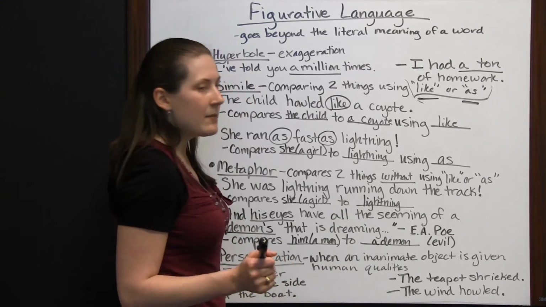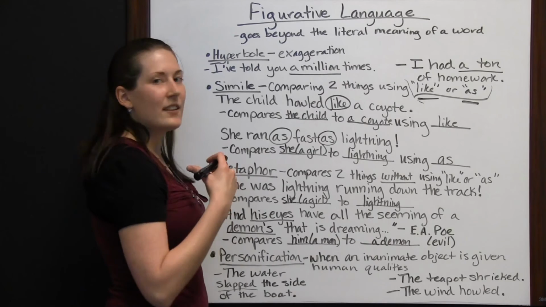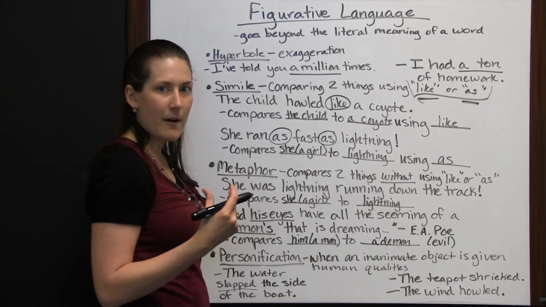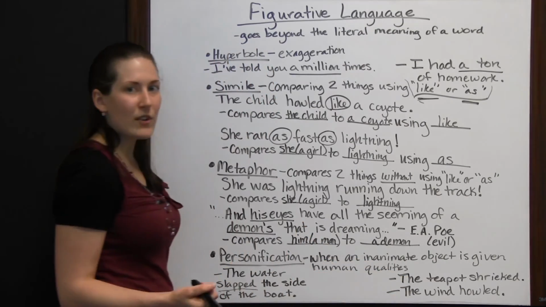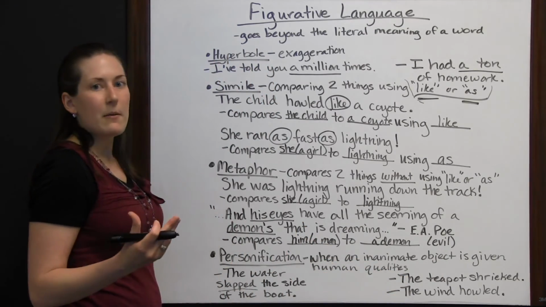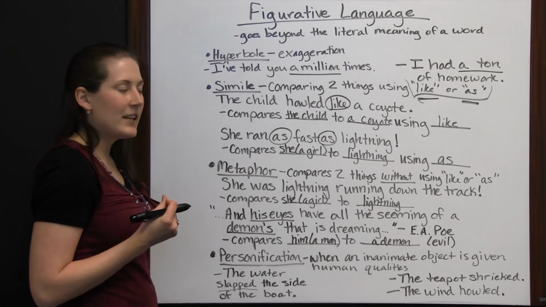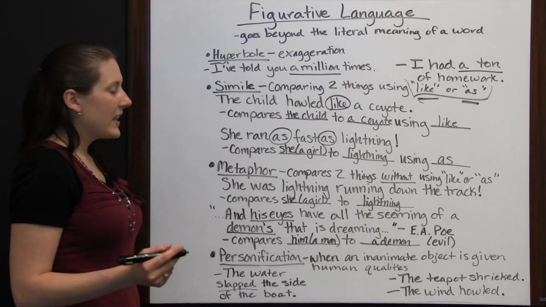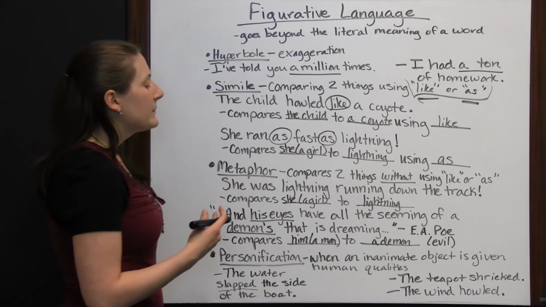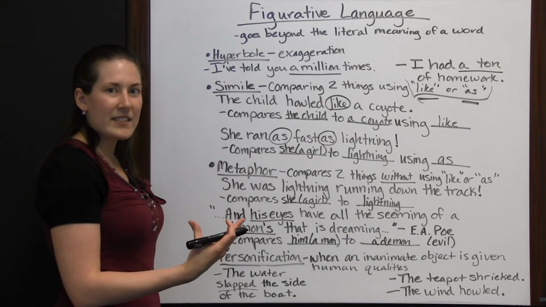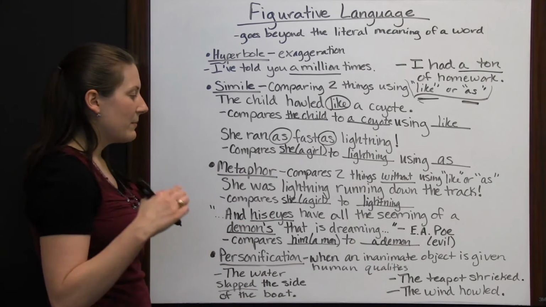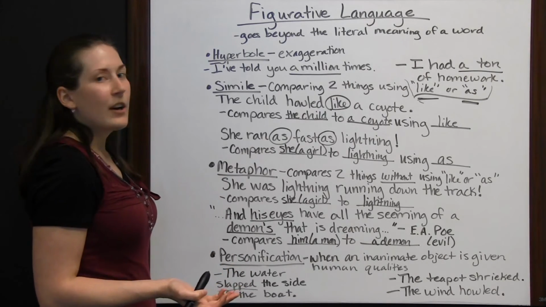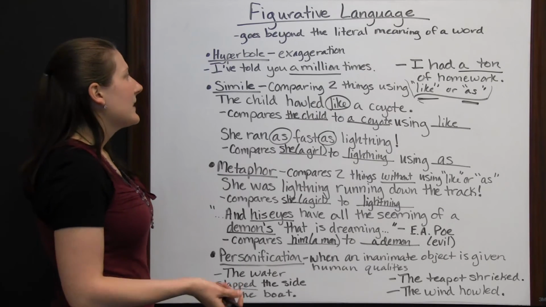Another example, the teapot shrieked. Shrieking, screaming, that loud sound, you can hear it in your head when you think about the noise a teapot makes. But a teapot isn't actually shrieking like a person would. It's simply making that noise because the air is hot enough that it's trying to get out now. Or the wind howled. Wind can't howl like a wolf would howl, but wind makes that same kind of sound sometimes, and so the author is trying to put that sound of howling in your mind when they're describing the wind.